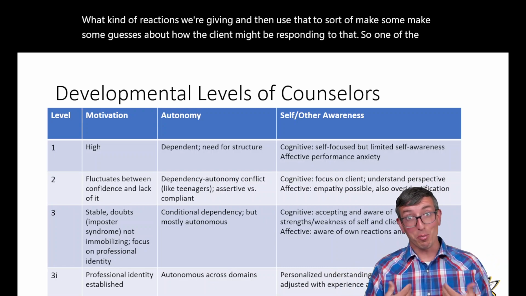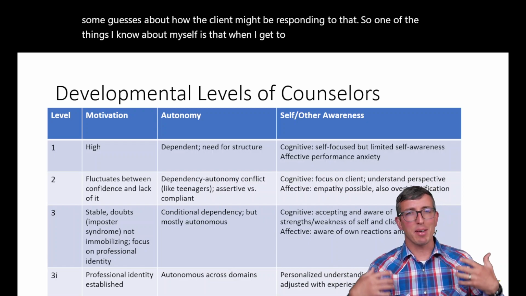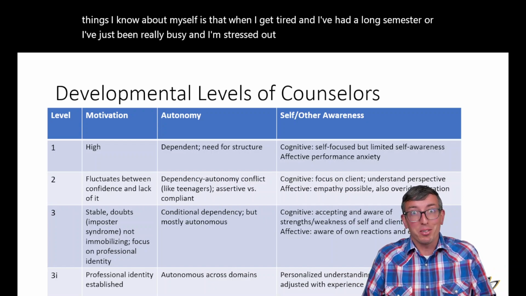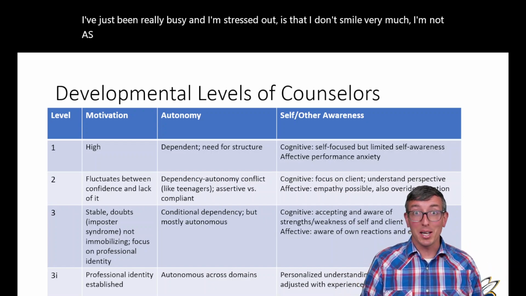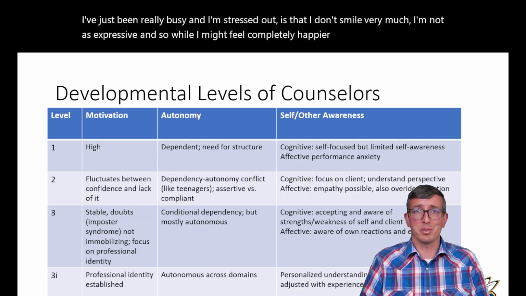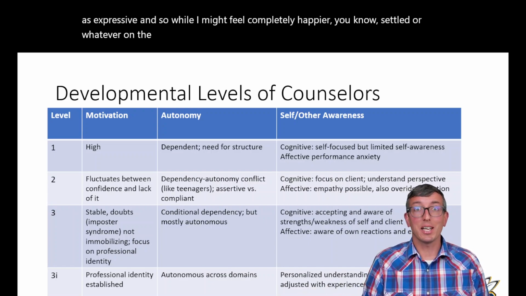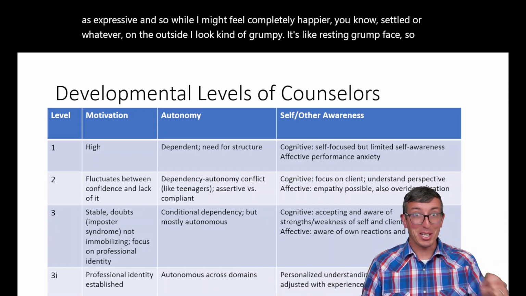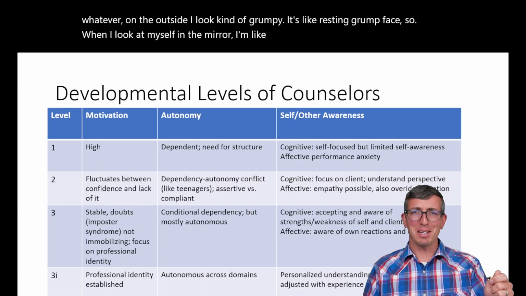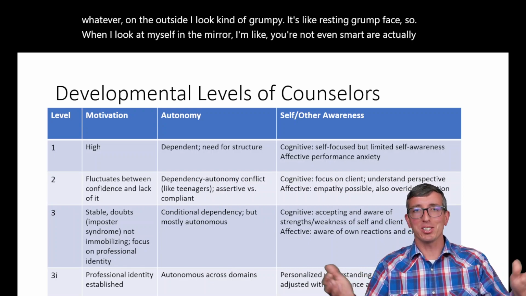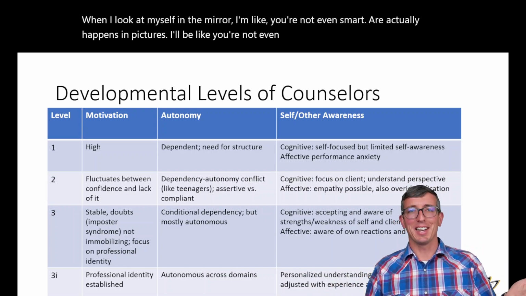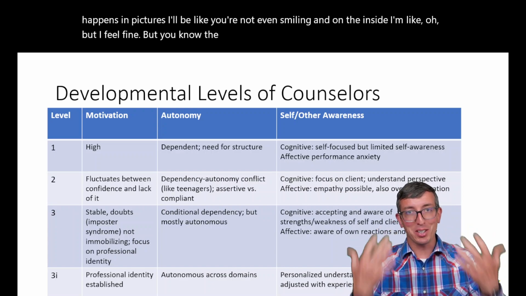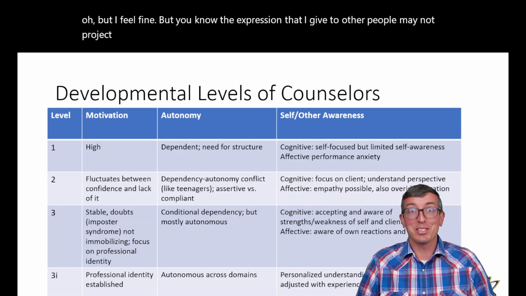So one of the things I know about myself is that when I get tired and I've had a long semester or I've just been really busy and I'm stressed out, I don't smile very much. I'm not as expressive. And so while I might feel completely happy or settled on the outside, I look kind of grumpy. It's like resting grump face. So when I look at myself in the mirror, I'm like, ugh, you're not even smiling. Or actually, it happens in pictures. I'll be like, you're not even smiling. And on the inside, I'm like, oh, but I feel fine. But the expression that I give to other people may not project that kind of internal feeling.